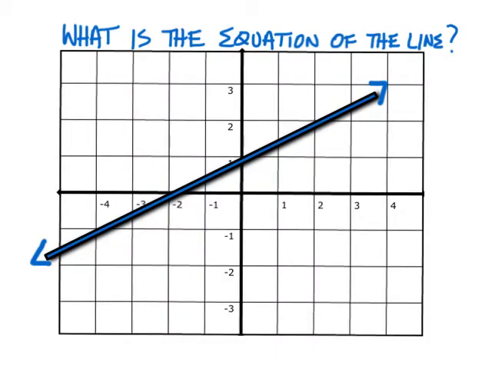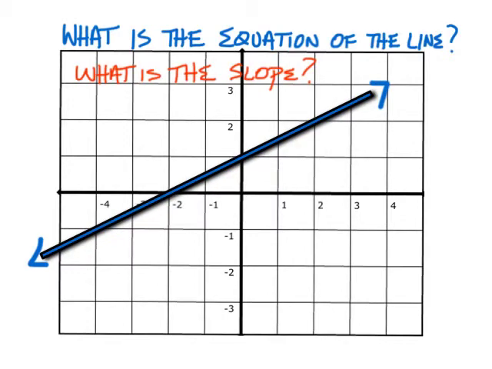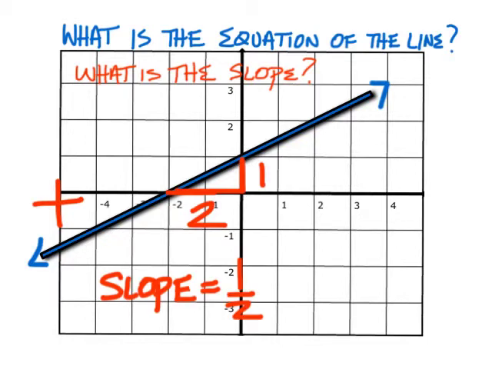Example problem number 3. What is the equation of this line? We're going to find the y equals mx plus b equation of the line. First of all, what is the slope of the line? We have a triangle there that we can create from 2 points that are on the line. We count up. We have a rise of 1 and a run of 2. And it's a positive slope. So the slope equals a half.